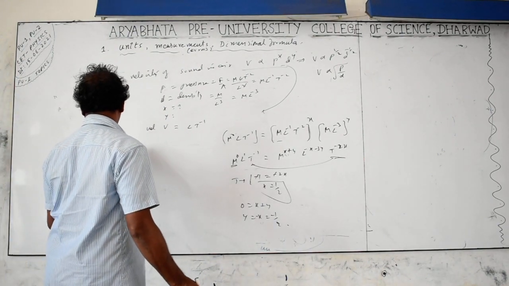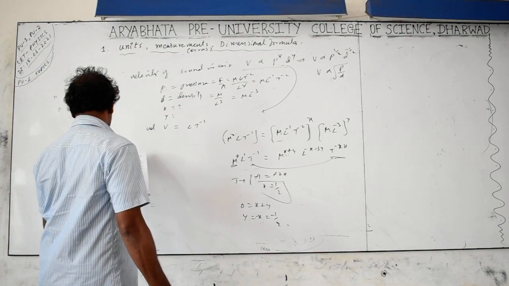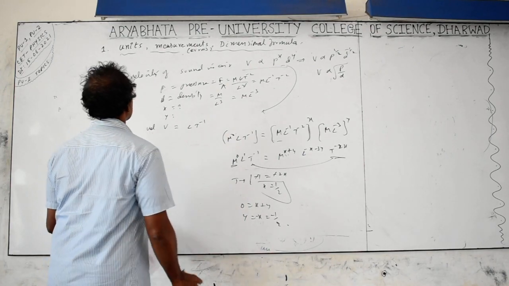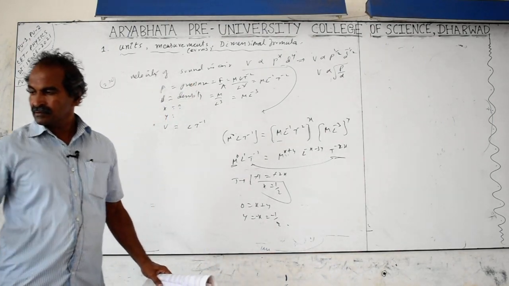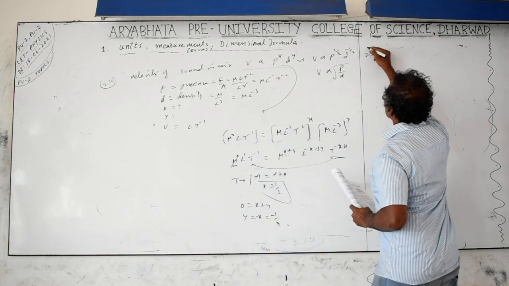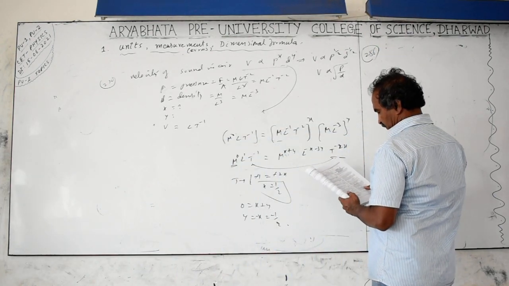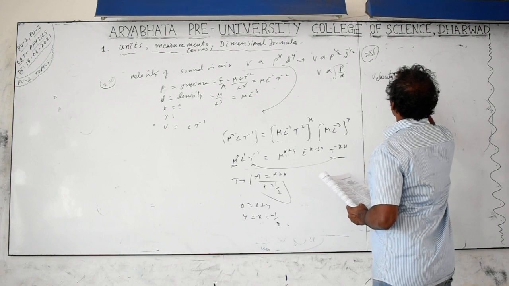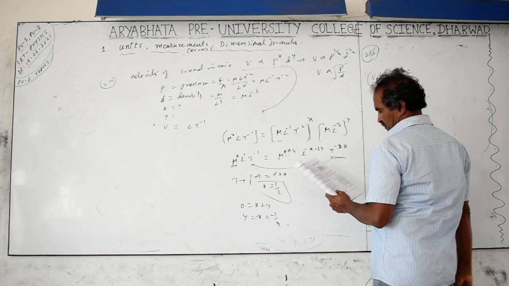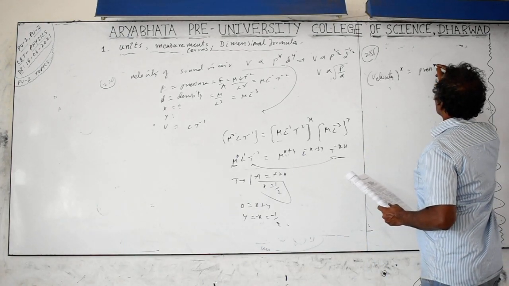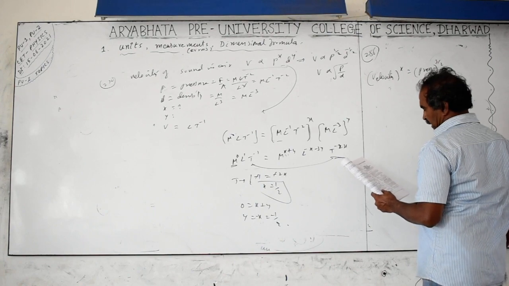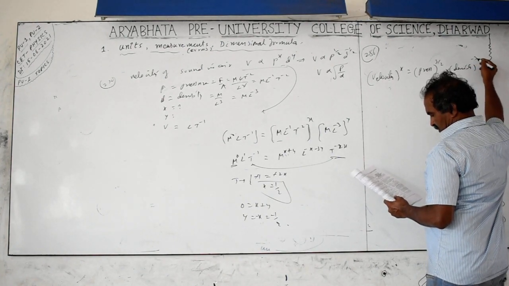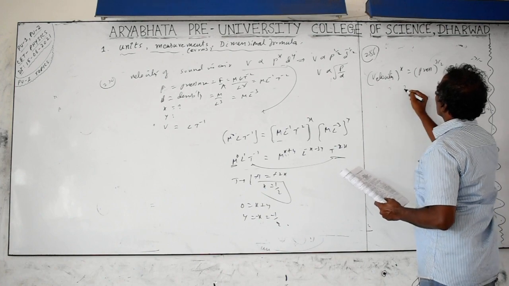Next, question number 286. Velocity to the power of X is equal to pressure difference to the power of 3 by 2 and density to the power of minus 3 by 2. You have to find out what the X value is.